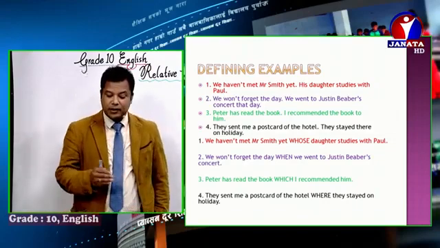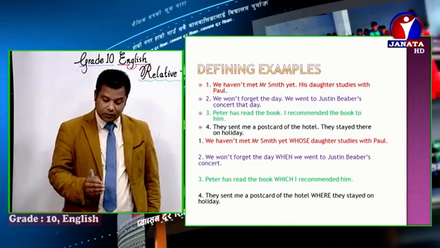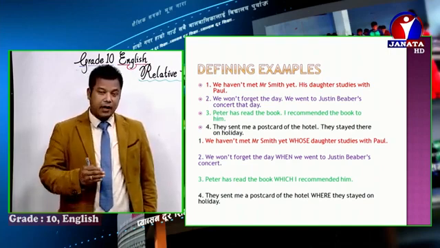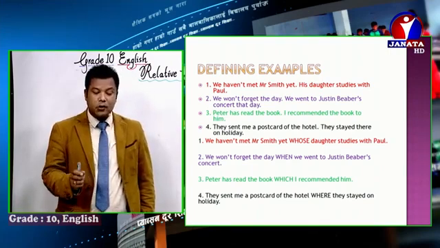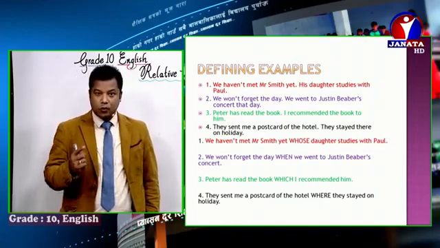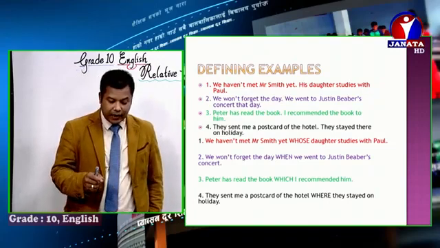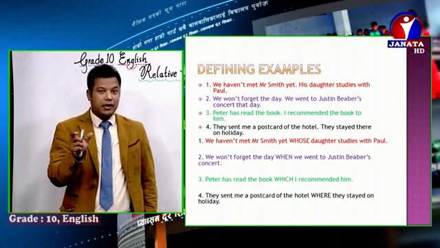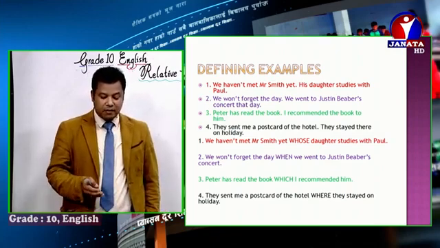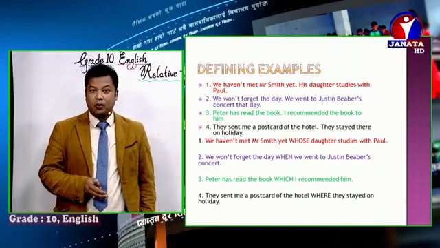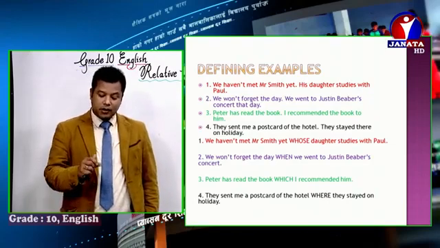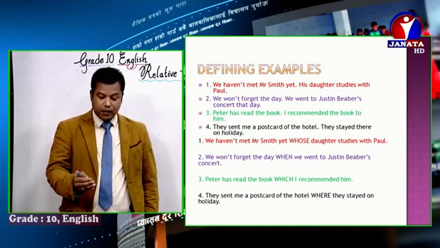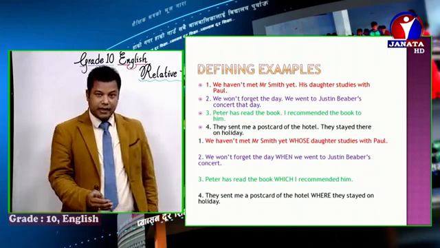So look at the defining relative clause examples. I have used colors for making them distinct. You can match the numbers, you can match the colors, and then you can find how I am merging two individual sentences into one. Look at number one, we haven't met Mr. Smith yet. His daughter studies with Paul. And if I want to put those two sentences into one, this is how you do. We haven't met Mr. Smith yet, whose daughter studies with Paul. So you just merge those two sentences into one by using one relative pronoun, that is whose, and then you introduce a clause.